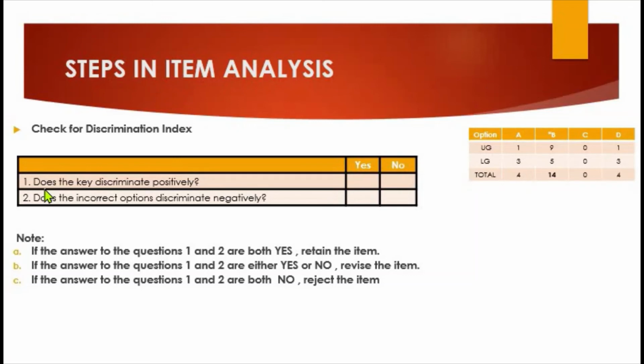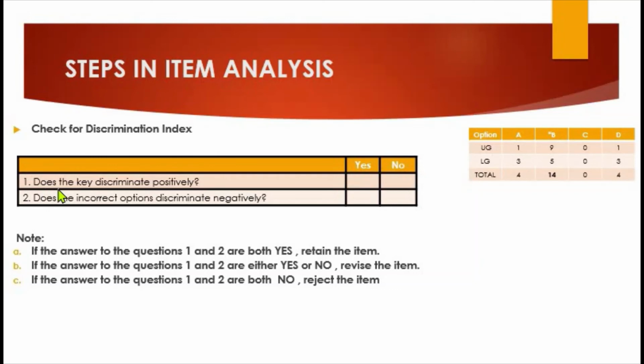Pag sinabi po nating positive discrimination, it happens when more students in the upper group got the item correctly than those students in the lower group. Ibig pong sabihin ng positive discrimination is marami yung estudyante doon sa upper group na nakakuha ng tamang sagot kaysa doon sa lower group. Pero, kung negative discrimination naman, it occurs when more students in the lower group got the item correctly than the students in the upper group. Okay? So, yun po yung two types of discrimination.